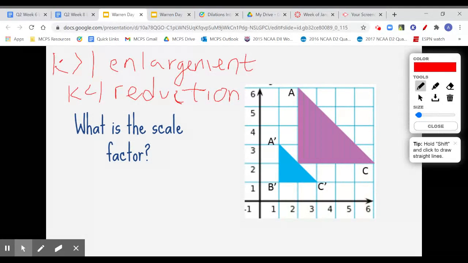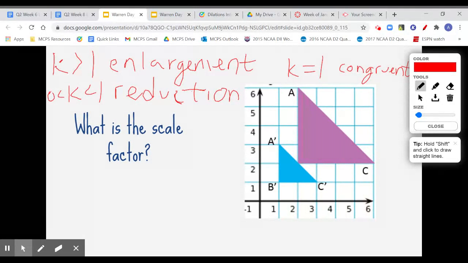Technically, for a reduction, we are really looking at K being between 0 and 1 because a negative scale factor would be something completely different, and we're not actually going to learn about those this year. But just so you know, you're looking at a positive number that's less than 1 for a reduction. Now, what if K was equal to 1? Well, if K was equal to 1, then the shape would not be changed, so the pre-image and the image would be congruent to each other.